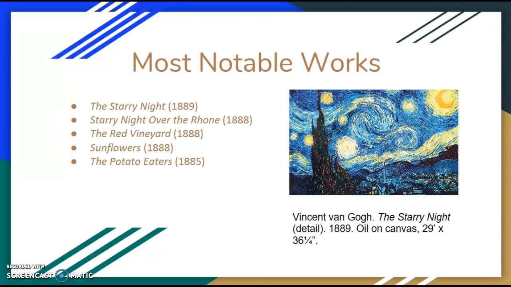His most notable works. Here's a list of 5 works that I thought were notable, number 1 being The Starry Night, which was created in 1889, and it's an oil on canvas painting. This is a depiction of a view from his bedroom window while he was at a mental asylum.